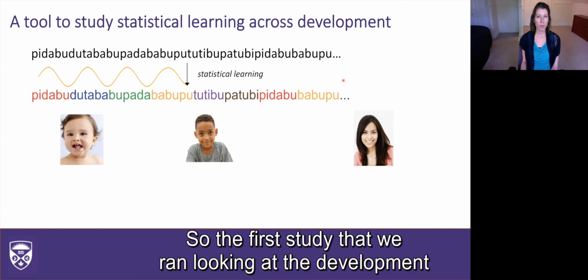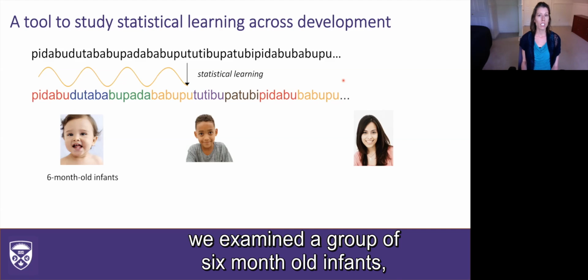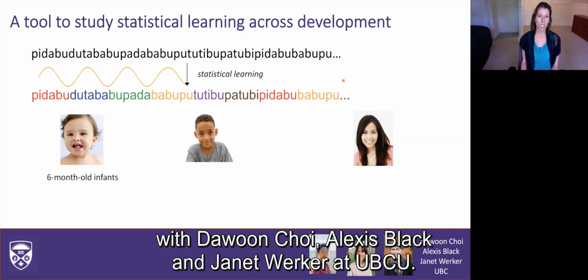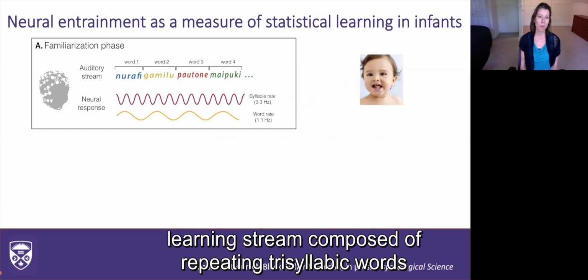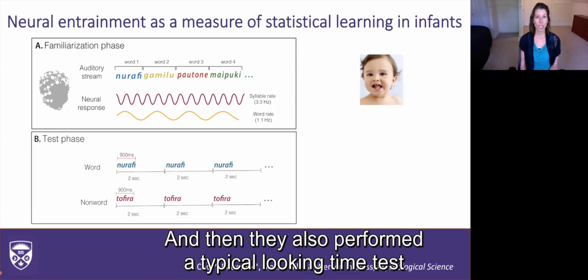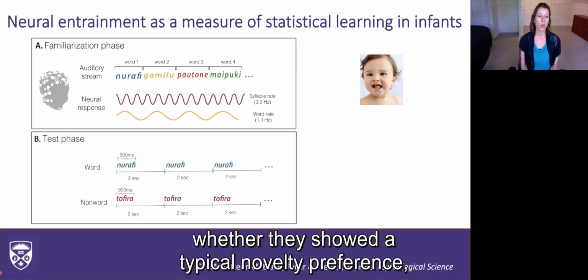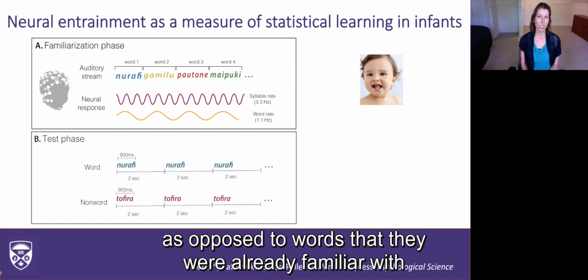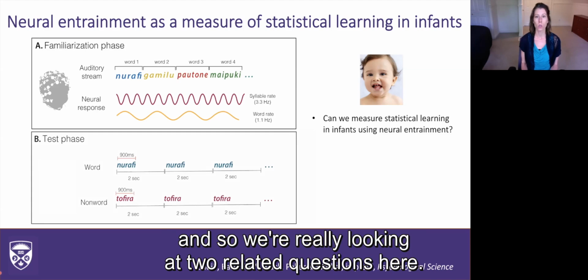So in the first study that we ran looking at the development of statistical learning, we examined a group of 6-month-old infants. And all of this work was done in collaboration with Daewon Choi, Alexis Black, and Janet Worker at UBC. Infants were exposed to a typical statistical learning stream composed of repeating trisyllabic words while their EEG was recorded. And then they also performed a typical looking time test after this exposure period in order to assess whether they showed a typical novelty preference. That is, whether they preferred to listen to non-words as opposed to words that they were already familiar with from the exposure stream. And so we're really looking at two related questions here.